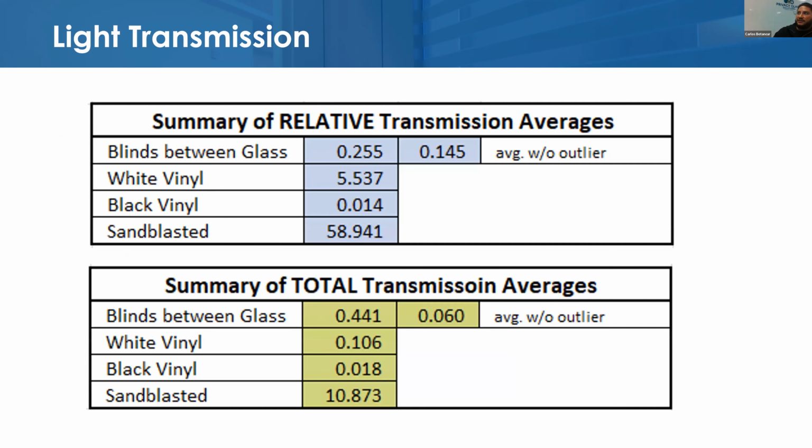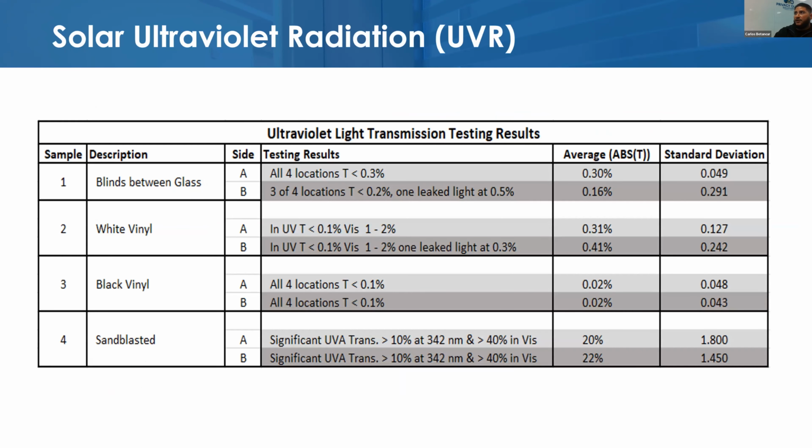So same here with the relative and total transmission. You'll see the same results with the black versus between glass blinds versus the frosted. And the same here with the UVR, where black again is going to be your number one as far as preventing, and then your frosted is going to again allow or enhance the most.